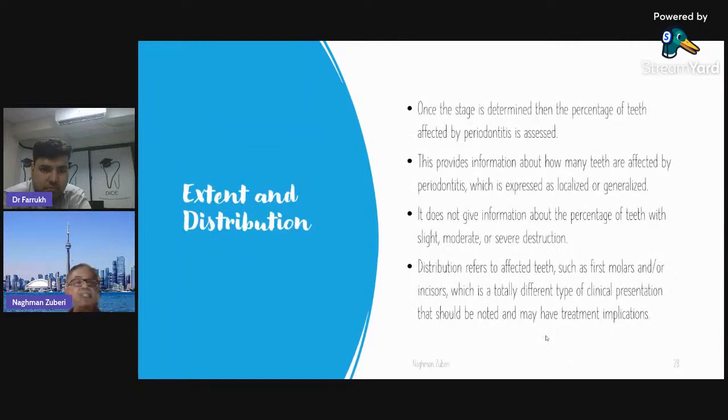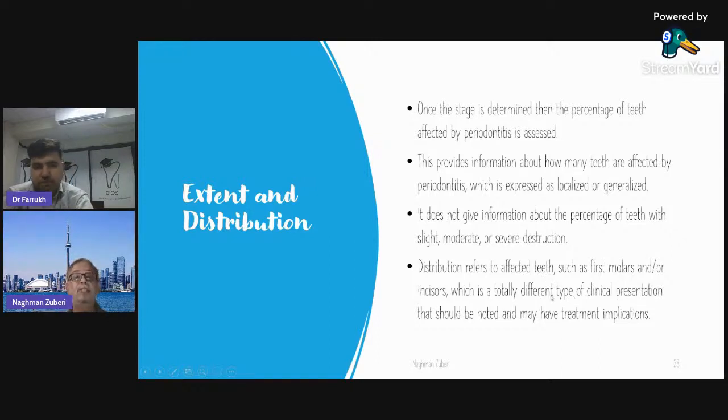Once the stage is determined, the percentage of teeth affected by periodontitis is assessed. This provides information about how many teeth are affected by periodontitis, which is expressed as localized or generalized. It does not give information about the percentage of teeth with slight, moderate, or severe destruction. Distribution refers to affected teeth such as first molars and/or incisors, which is a totally different type of clinical presentation.